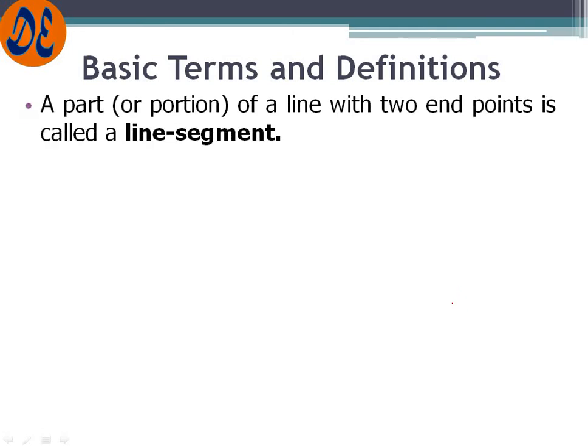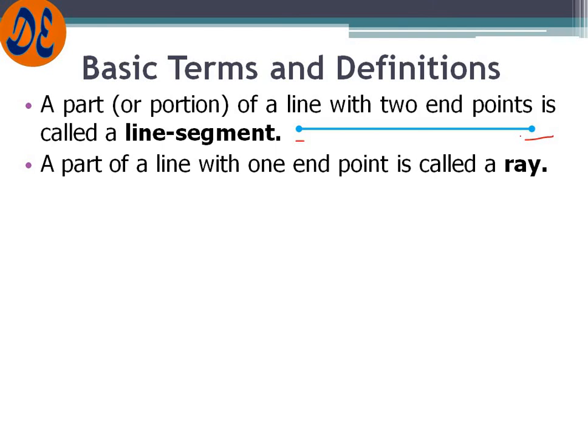So, basic terms. A part of a line with two end points is called a line segment. We can say a portion of a line. Now you know that a line is a combination of points which has no start and no end. So it is an endless thing. If we take one part where we can define a start point and an end point, then it becomes a line segment. You can see here there is one point over here, and one point over here. So two points are defined, one is the start and one is the end. So this becomes a line segment.